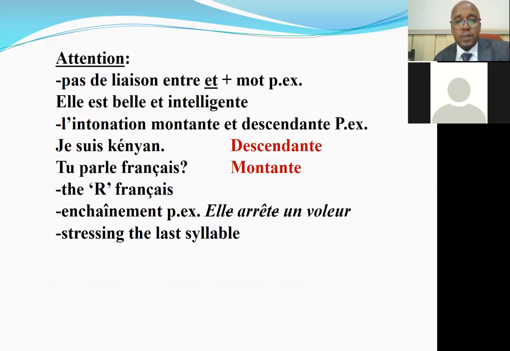Now, there are a number of things we need to pay attention to. Attention. There is no liaison with the word et. The word et in French is "et". It doesn't take a liaison. For example, look at this sentence below. We have elle est belle et intelligente. Elle est belle et intelligente.